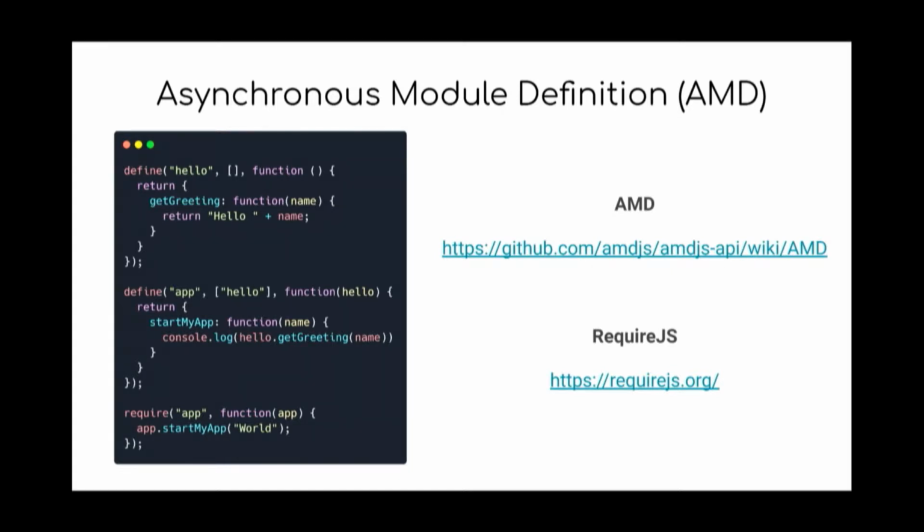I can say, here, define this module called hello. It doesn't depend upon anything; that's the second parameter, the array. This other one below, define app, does depend upon hello, and it gets the hello module as a parameter in its function definition. Now inside that, it can call hello.getGreeting and console log that. This is how AMD worked back in the day. Don't worry too much about the syntax.